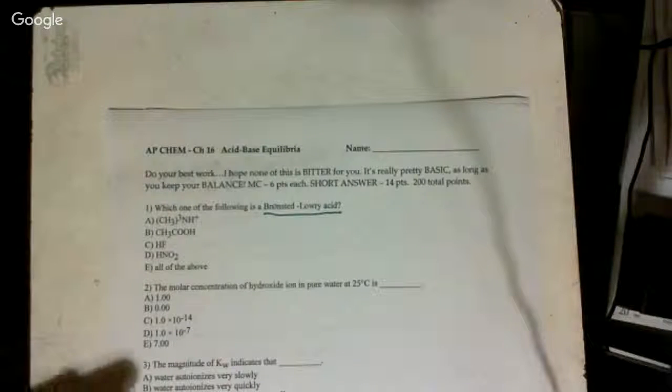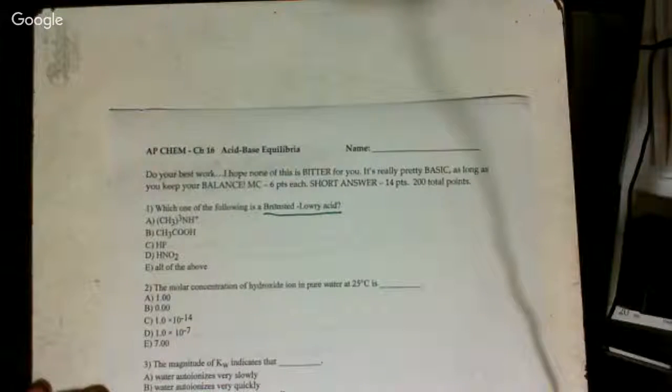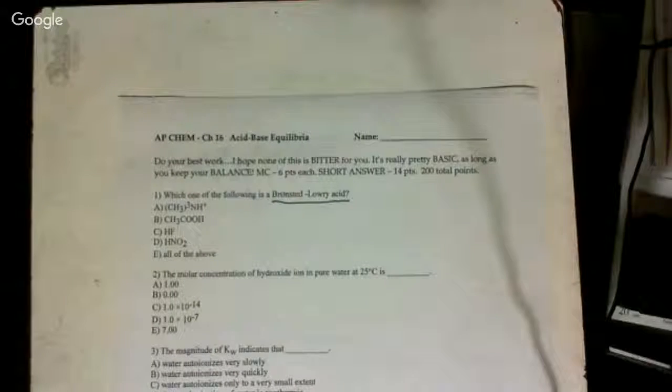Okay, everybody, I'm going to try this and we'll see how it goes. I'm going to go over the Chapter 16 test that you guys just took, and I'm going to do this over the internet so that we don't have to take class time and you can focus on the questions that only you need. Number one, which one is a Bronsted-Lowry acid?